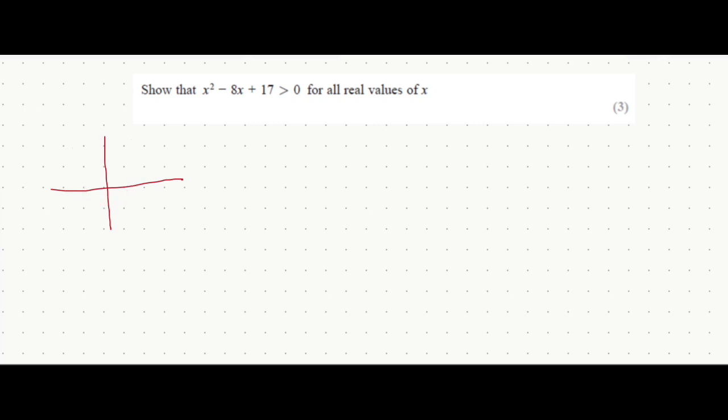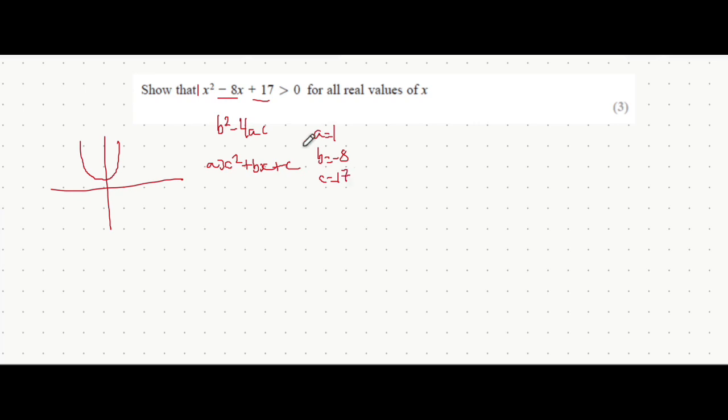So one way you can show that it's always positive is you can find the discriminant, which is b squared minus 4ac. Now if you're unsure what that is, all quadratics are in the form ax squared plus bx plus c, where a is the coefficient, the number before x squared, b is the coefficient of x, c is that constant at the end. So in this case, a is going to be equal to 1, b is the number before x, which is minus 8, and c is going to be equal to 17.